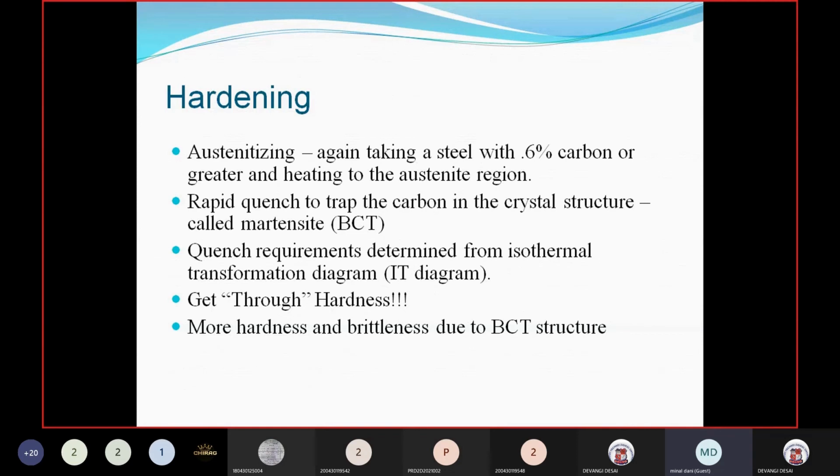So the fastest way is the brine solution, your chloride solution, then water, then oil, then polymer quenching, and then air quenching. With air quenching, you are getting more hardness. With polymer quenching, compared to air quenching, much more hardness you are getting. With oil quenching, a little bit more hardness you are getting, and with water and the brine solution, the highest hardness we are getting.